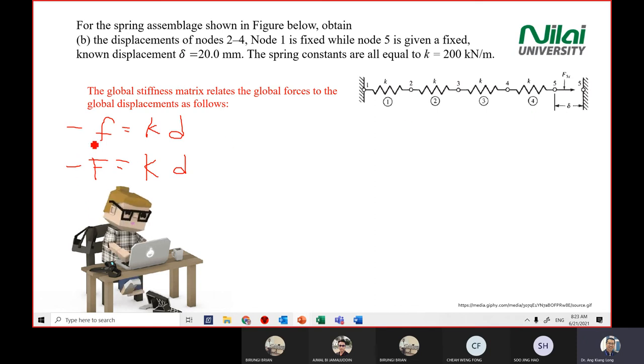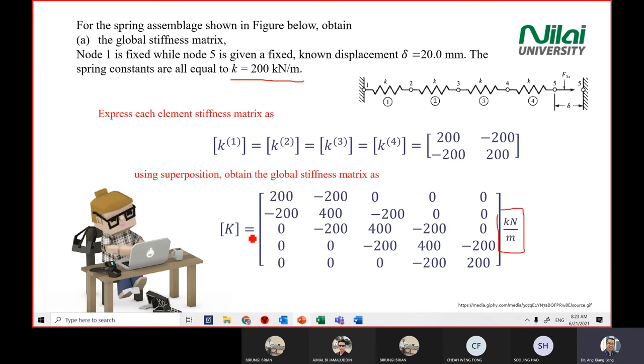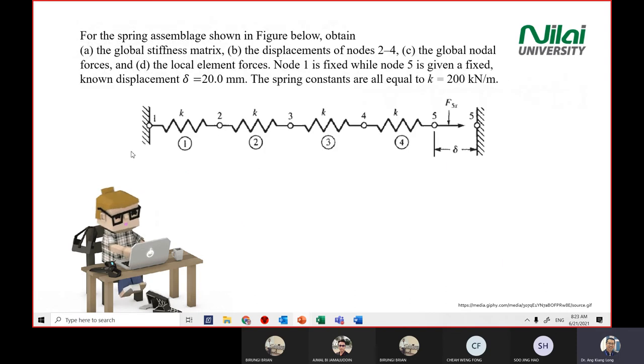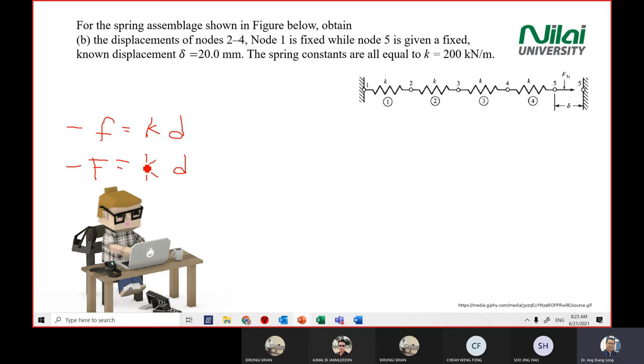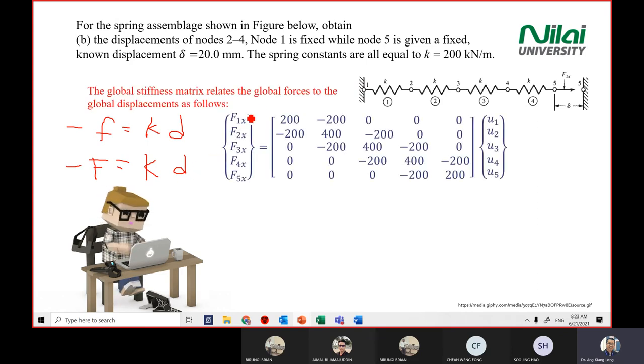So before that, because just now you already found the capital K, what you do is substitute this capital K into the capital F formula, F equal to KD. You write F equal to KD, then you expand it into a more proper mathematical form. So you have 5 points. You have capital F sub 1x, which means at point 1 in the x direction, and the same for capital F 2x, 3x, 4x, 5x.